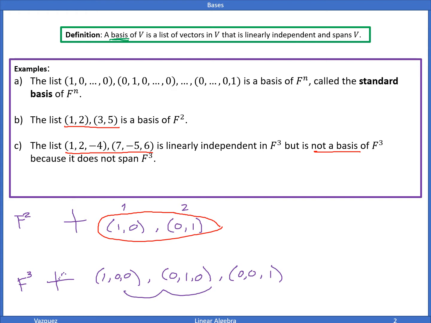The last example, one a bit more interesting, is the list 1, z, all the way to z^m. It is a basis of P_m(F), which spans all the polynomials of degree at most m with scalars in F.